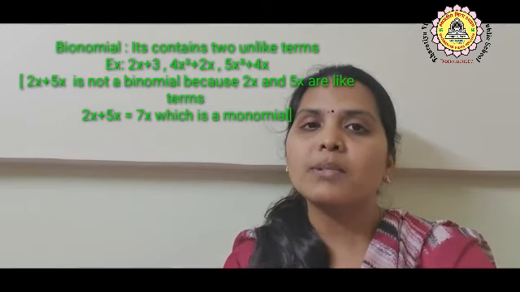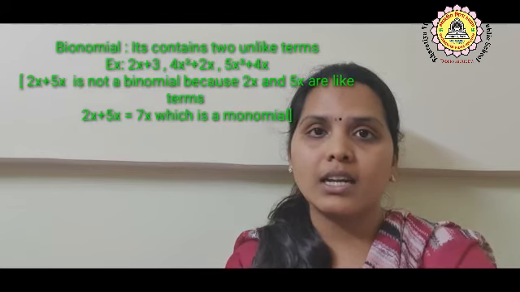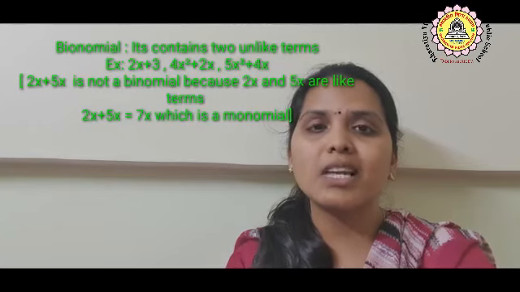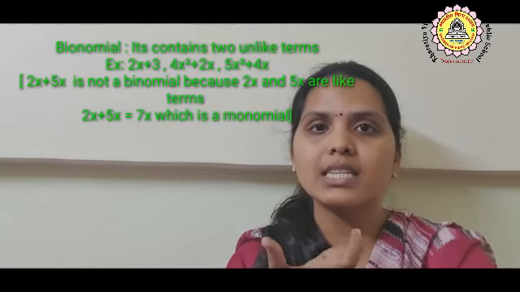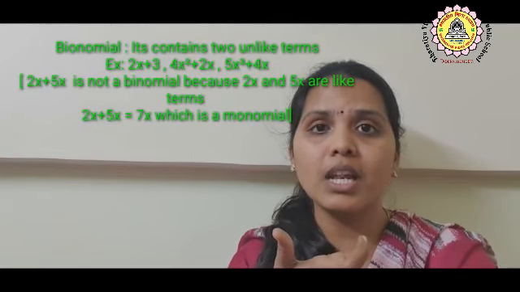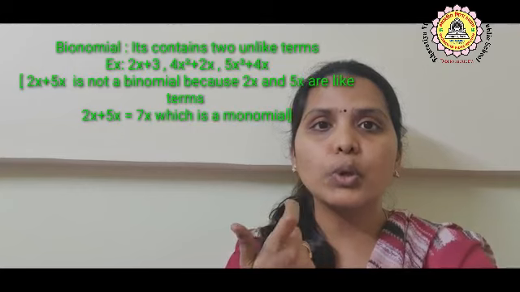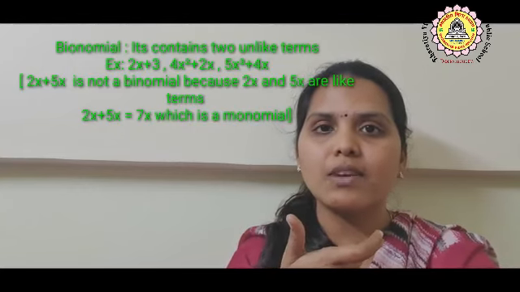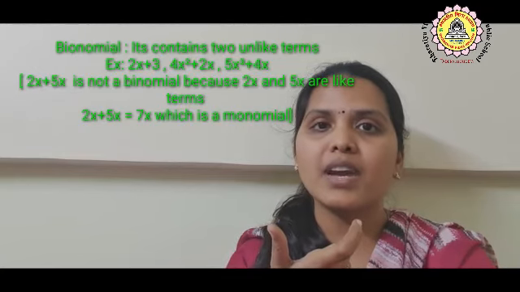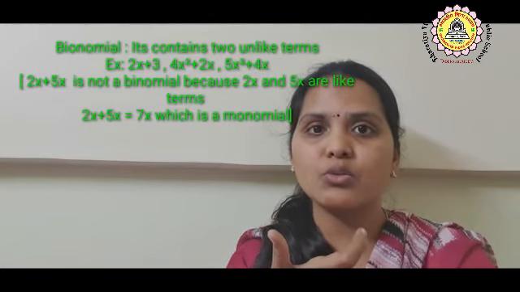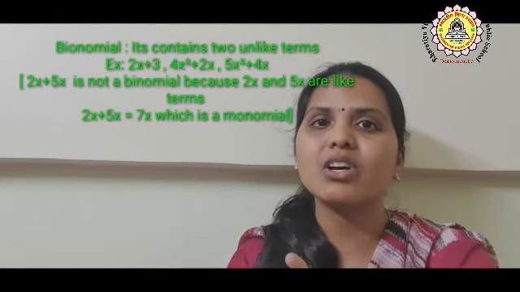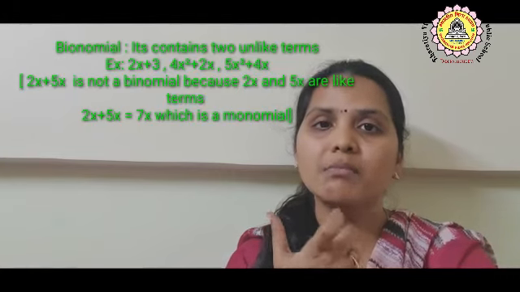So let me give an example to get a better understanding. Suppose I say 2x plus 5x. It contains 2 terms, but is it a binomial? No. Why? Because in both terms the variable is x and the power of x is the same. So you can add these two, because these two are like terms. 2x plus 5x is 7x. So it's a monomial, not a binomial.